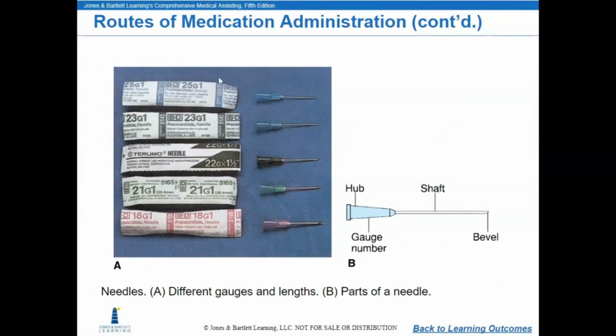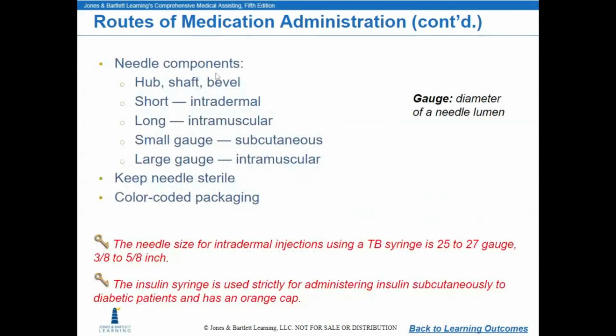Also, one thing I want to mention is that your needles will be color coded. All right, so again, the needle components, you got the hub, the shaft, and the bevel. Now, intradermal is right up under the skin, right? So those are shorter needles, whereas intramuscular are long, right? Subcutaneous has a small gauge, intramuscular has a larger gauge, okay? And again, the packaging is color coded.